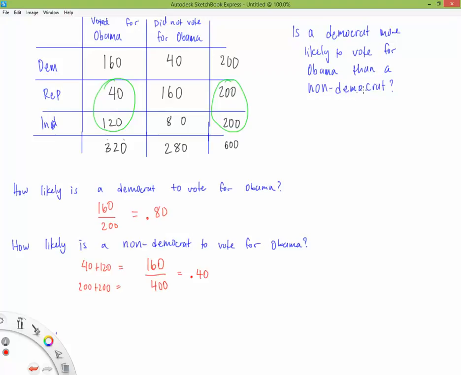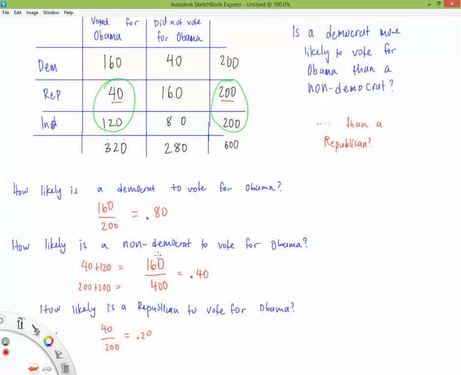versus non-Democrat. Or it could say, is a Democrat more likely to vote than a Republican? Then you can do 40 out of 200. But here it says Democrat versus non-Democrat. We could ask another question, more likely to vote for Obama than a Republican. And then the question there would be, how likely is a Republican to vote for Obama? And the answer there would be 40 out of 200, 20%.